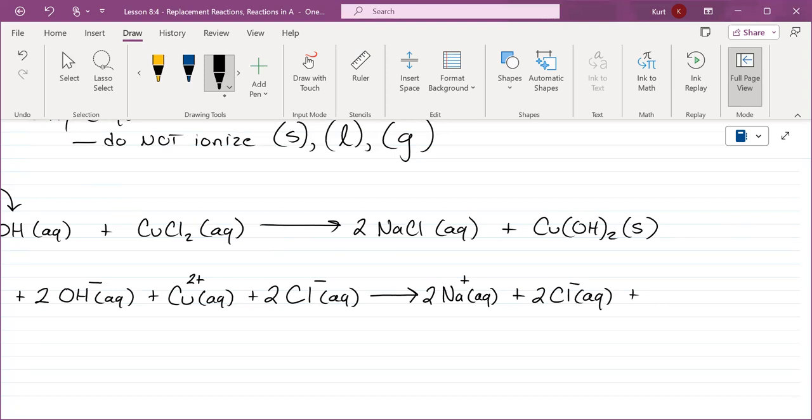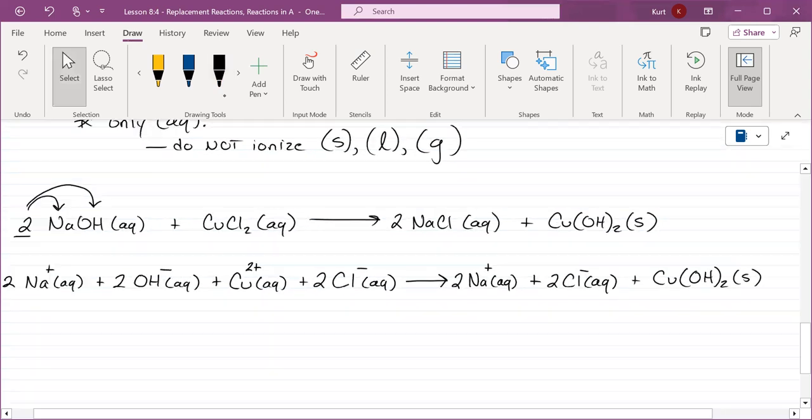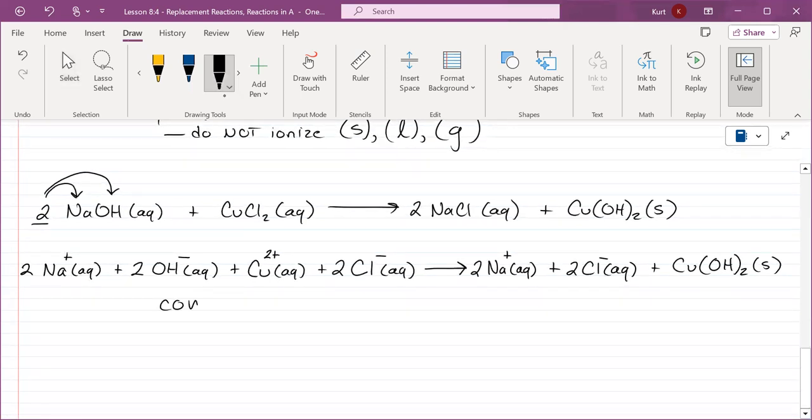Now, last one. Copper 2 hydroxide. Do you ionize it? Connor's violently shaking his head no back there. Why not? It's a solid. If it was solid, liquid, or gas, you don't do anything to it. You just bring it down. And ladies and gentlemen, this is called a complete ionic equation. Very good. Now we're going to move on to the next step. You're going to eliminate spectator ions.